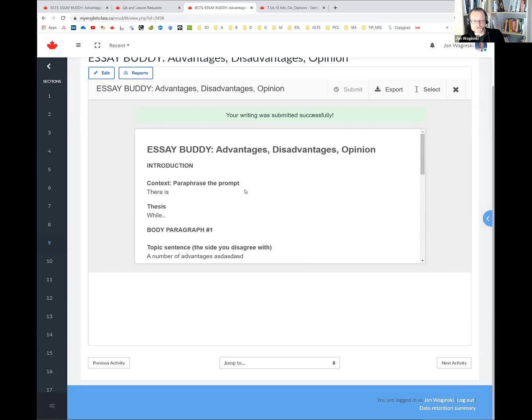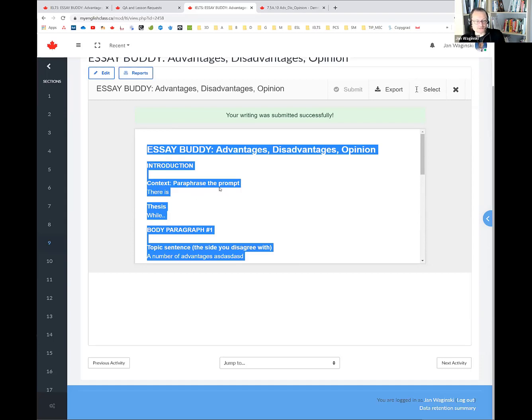Just don't close this screen until you've copied it and pasted it to something else, because I would hate for you to lose your work. Copy and paste it somewhere else, or just click this button and it should automatically open up Microsoft Word on your computer and paste the text in there. Okay.